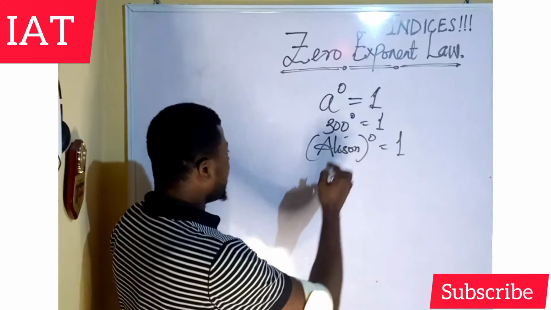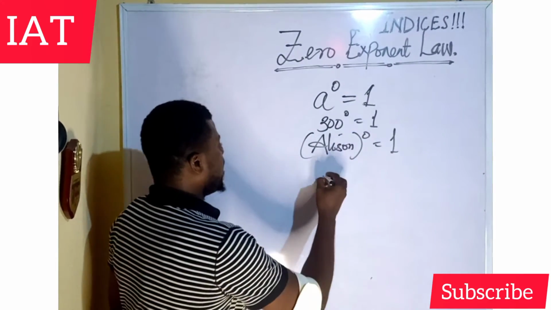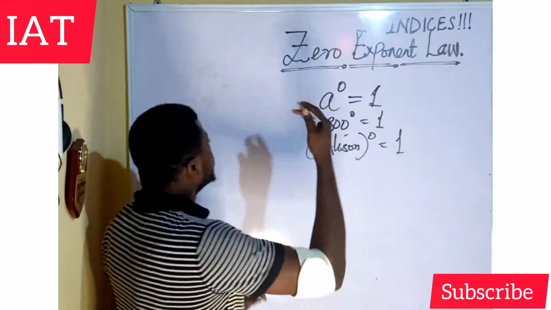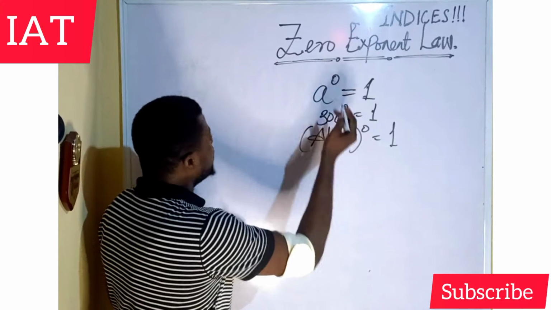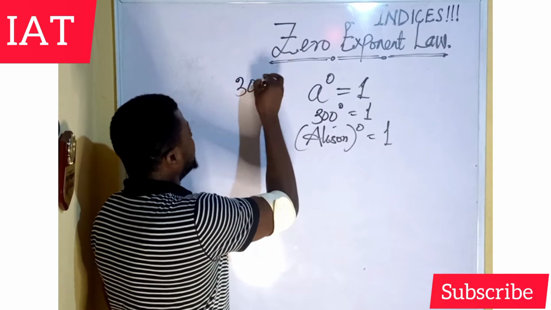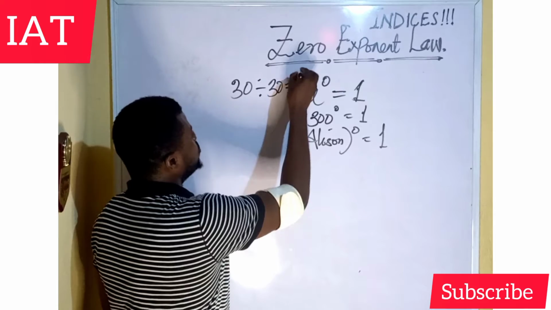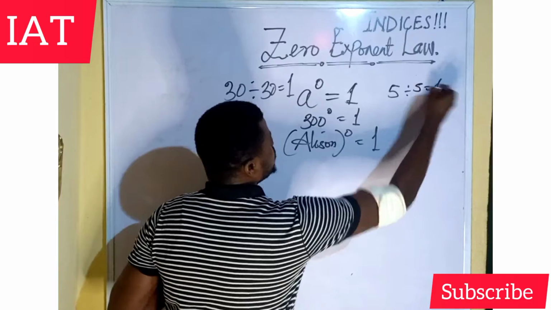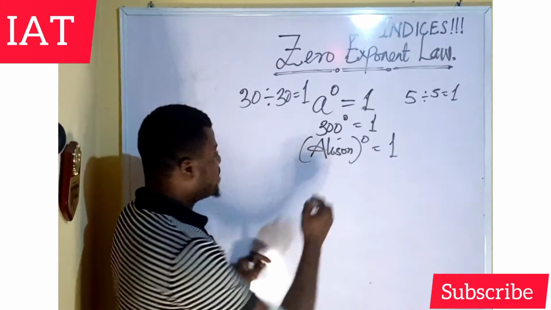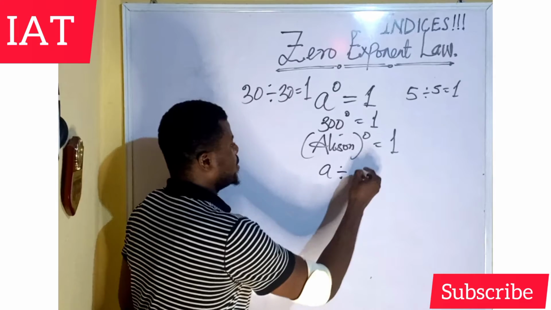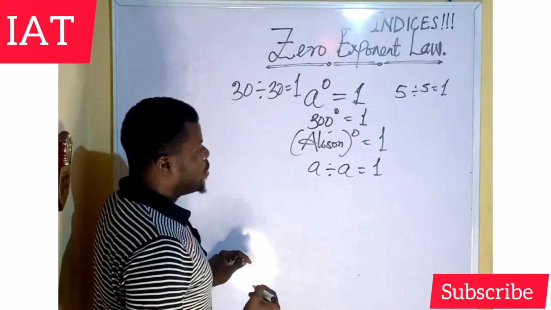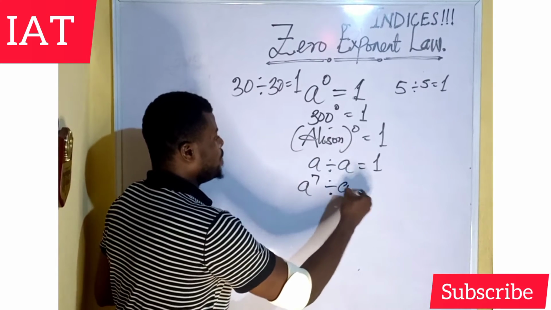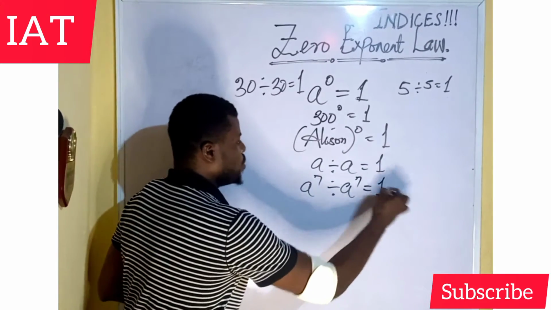All right, so if I have the division law of indices, and normal division of numbers, if we have 30 divided by 30, the result of this will be 1. Even if you have 5 divided by 5, the result of this will be 1. So if I have a divided by a, the result of this will be 1. What if I have a to the power of 7 divided by a to the power of 7? The result of this will still be 1.